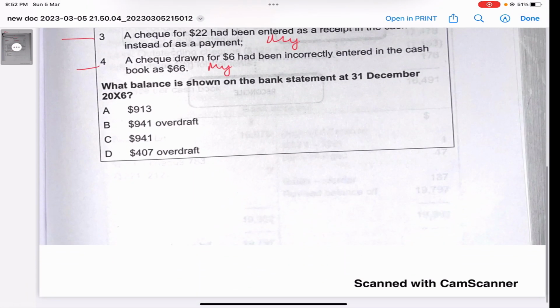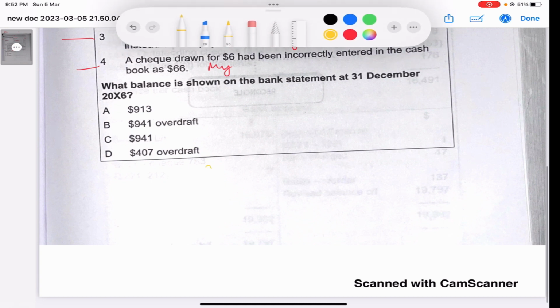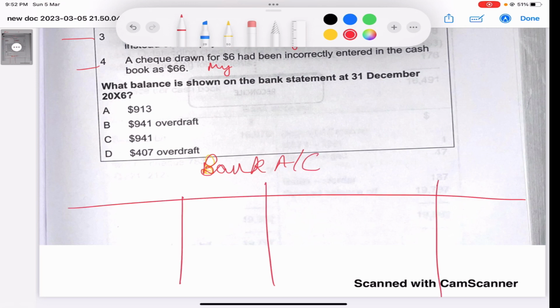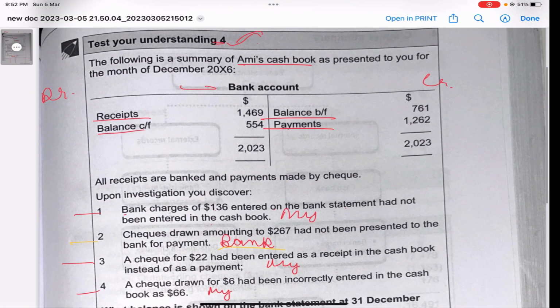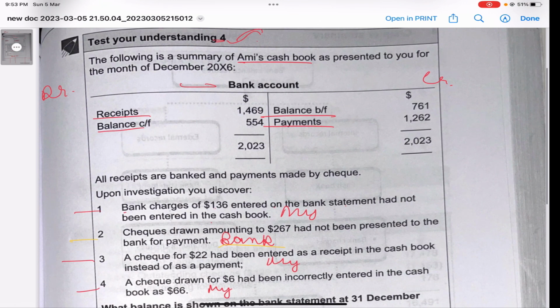Okay. So how am I going to start with this? I'm going to first make a cash book, or a bank account, not the bank statement. Don't get confused. All right. And how am I going to start with it? In the question we have a negative balance of 761. So how am I going to go about this question? Try and think about it.